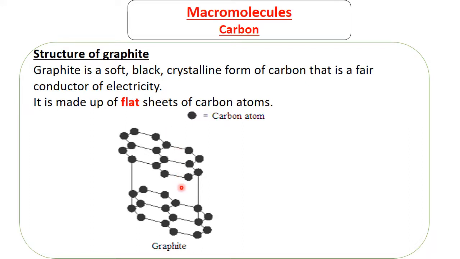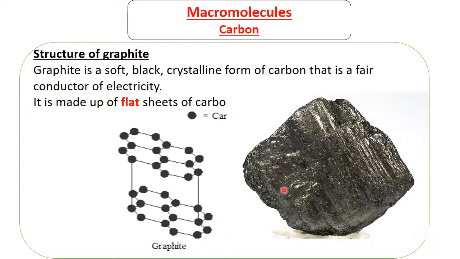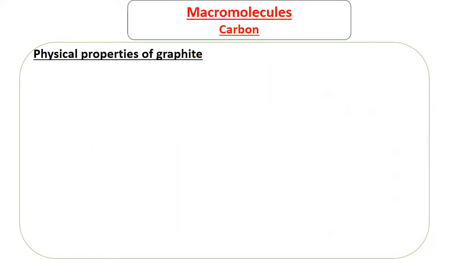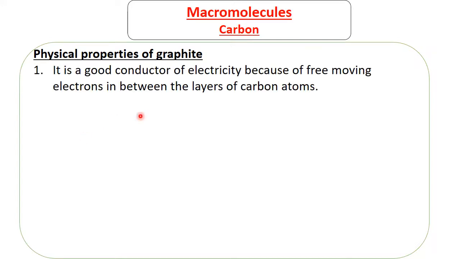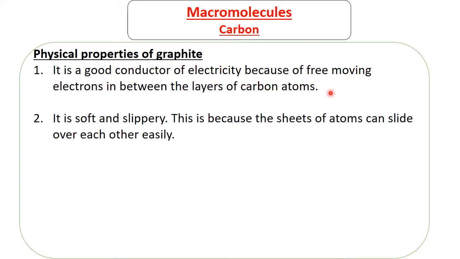So let's take a look at some properties of graphite. But before we can do that, here is how graphite actually looks like. This is graphite. All of us have seen graphite in our lives, as you are going to understand soon. So here are some physical properties of graphite. Number one, it is a good conductor of electricity because of free moving electrons in between the layers of carbon atoms. 2. It is soft and slippery.